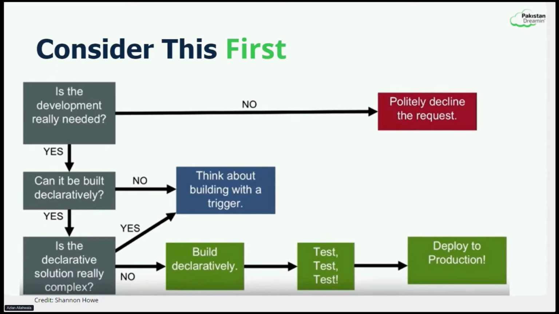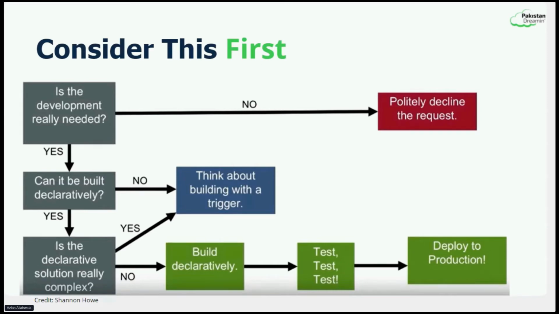If development is really needed, then maybe. Can it be built declaratively? Again, yes, you can build declaratively. Two years ago, or I would say in 2018, a lot of complex automation was done using triggers. But in the last two years, Salesforce has done a tremendous job of improving flows, so I think almost everything can be done using flows.